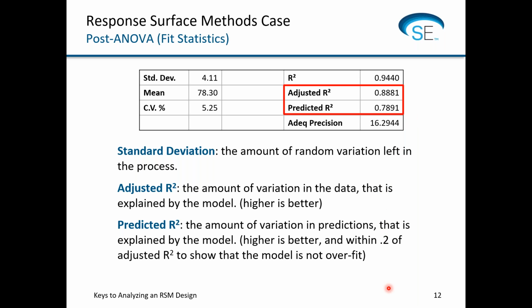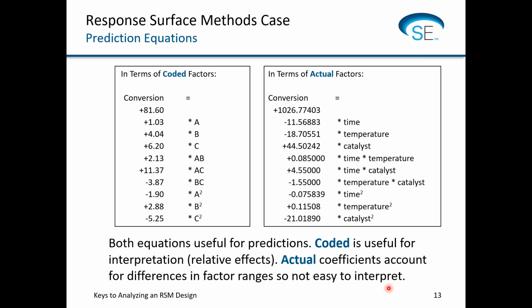The lower right-hand corner of that ANOVA screen gives you your prediction equations. I don't typically go in and look at these prediction equations, but you might need to put them in a paper you're writing, a journal article. If I was publishing it, I would probably use the equation in terms of coded factors, because the coded coefficients are useful for interpretation.